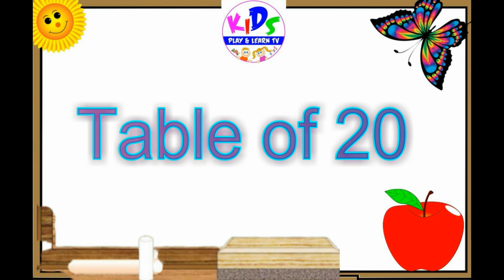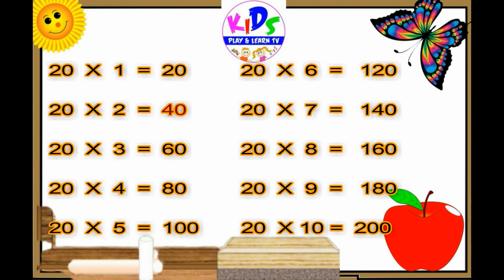Hello, let's learn the table of 20. 20 ones are 20, 20 twos are 40, 20 threes are 60, 20 fours are 80, 20 fives are 100, 20 sixes are 120, 20 sevens are 140, 20 eights are 160, 20 nines are 180, 20 tens are 200.